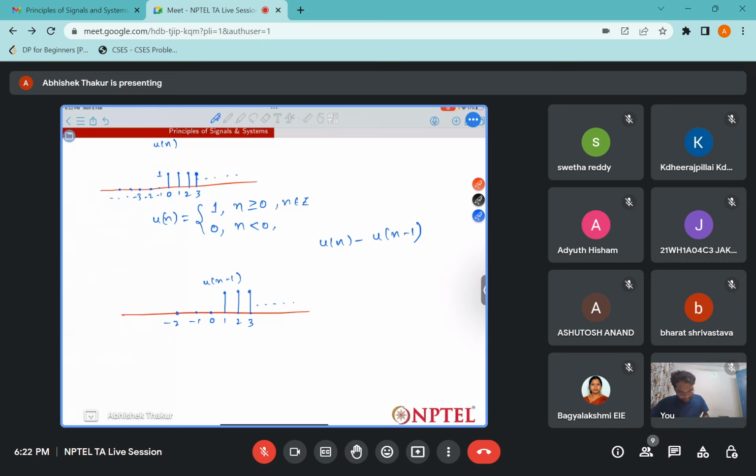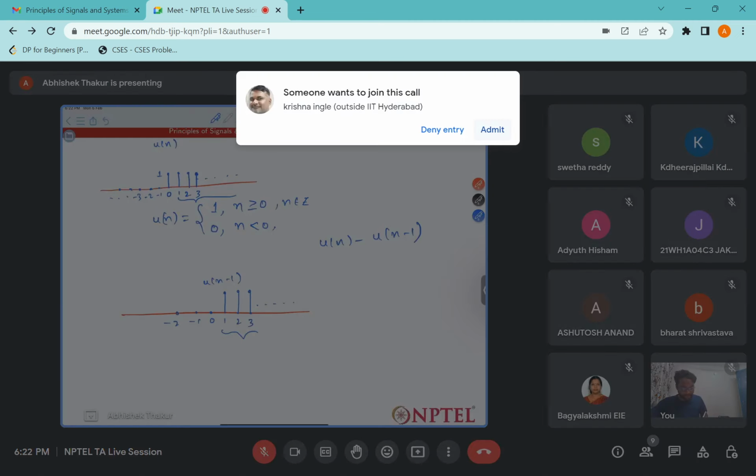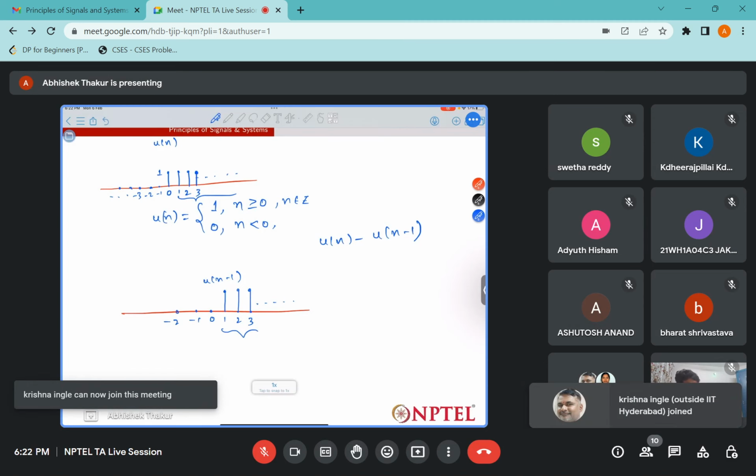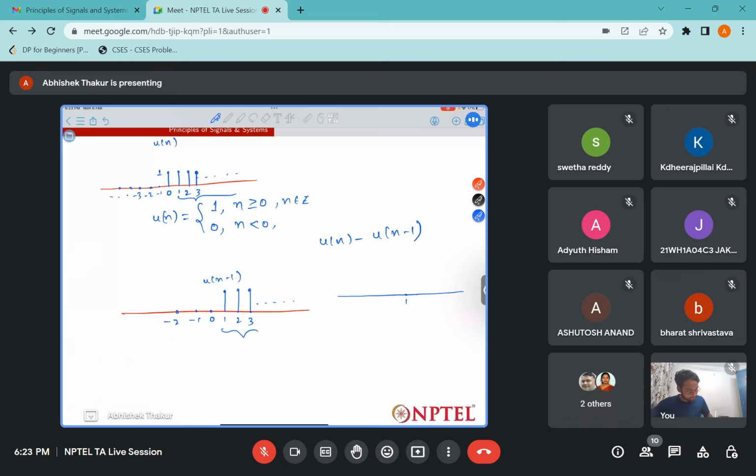See, all the terms from 1 to infinity in the positive side will cancel out, because this one and this one will get subtracted. Okay, so all terms from 1, 2, 3 will become 0. Okay, at n equal to 0, what will be the value? This is 1, here it is 0. It will be 1 minus 0, which is 1. And again, for all the negative values, it will be 0. So this is the curve of u[n] minus u[n-1]. So this is our impulse function.